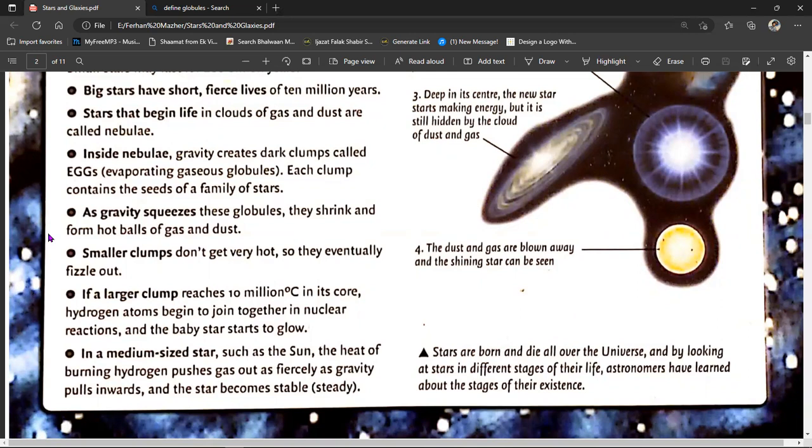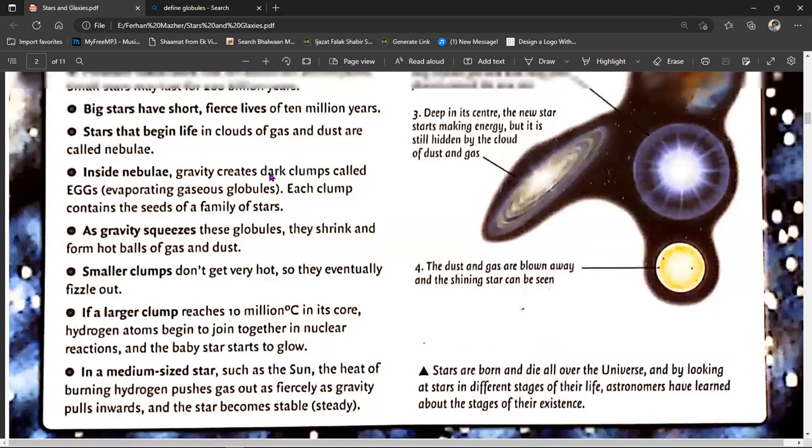If a larger clump reaches 10 million degrees centigrade in its core, hydrogen atoms begin to join together in nuclear reactions and the baby star starts to glow. In a medium-sized star, such as the Sun, the heat of burning hydrogen pushes gas out as furiously as gravity pulls inwards, and the star becomes stable or steady.